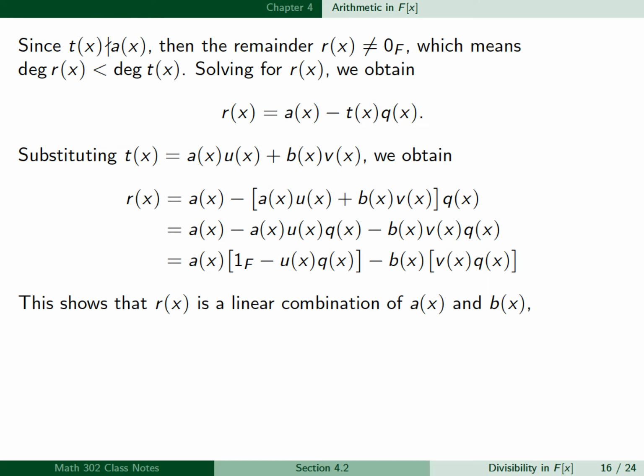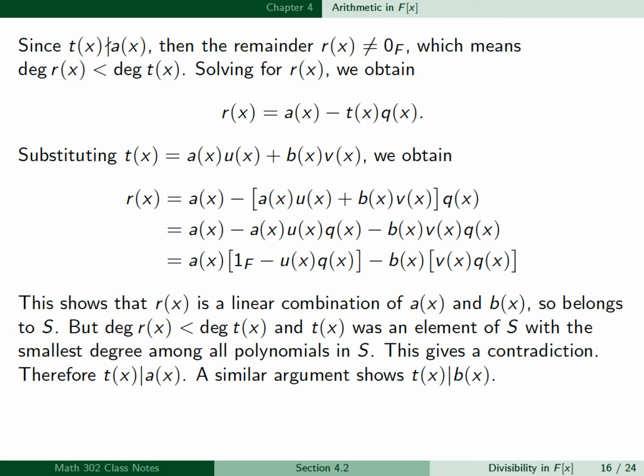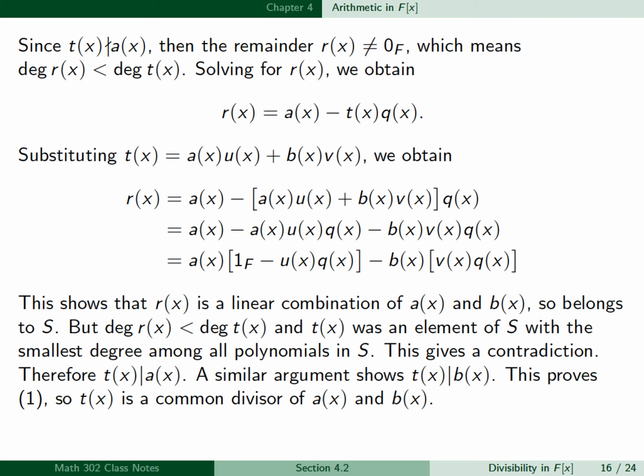Now this shows that r of x is a linear combination of a of x and b of x. So r of x belongs to S. But the degree of r of x, we said, was less than the degree of t of x, and t of x was an element of S with the smallest degree among all polynomials in S. So this gives a contradiction. And the contradiction arose from supposing t of x did not divide a of x, so therefore t of x divides a of x. Now a similar argument shows t of x divides b of x. And so this proves 1, that t of x is a common divisor of a of x and b of x.